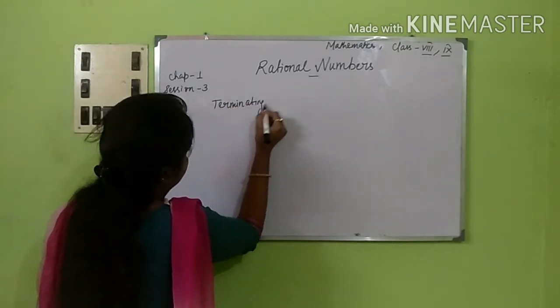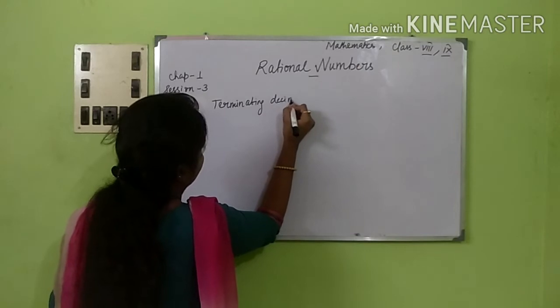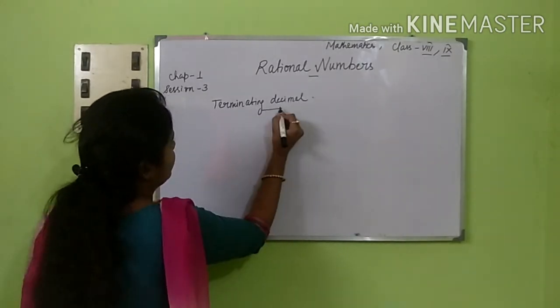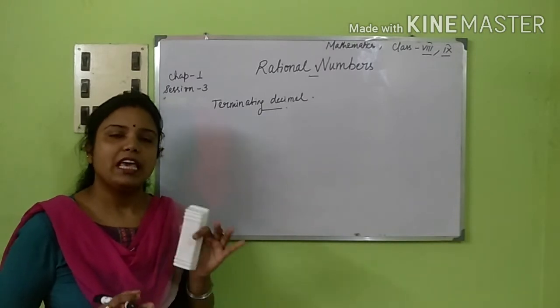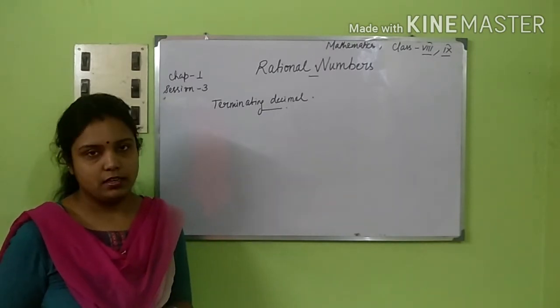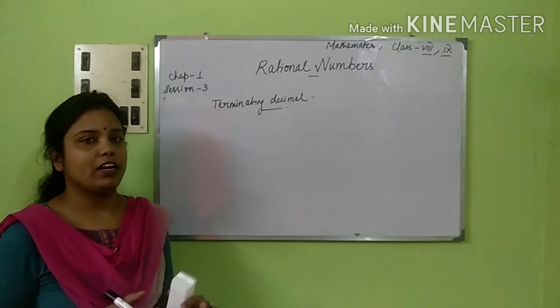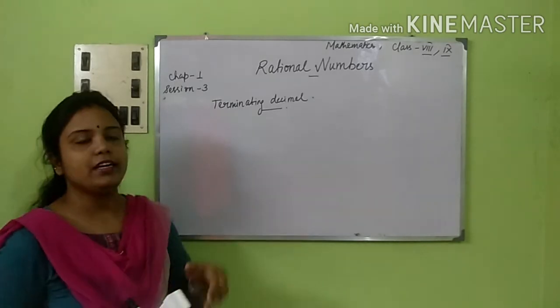terminating decimals. Now what is a terminating decimal? That is, after the decimal point, if the digits come to an end. So that type of rational numbers will have terminating decimals.